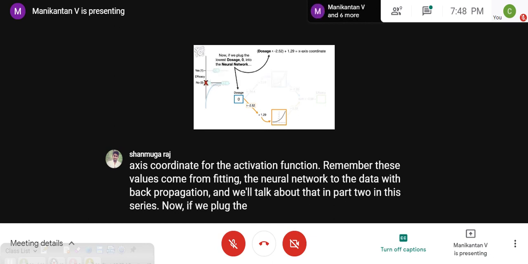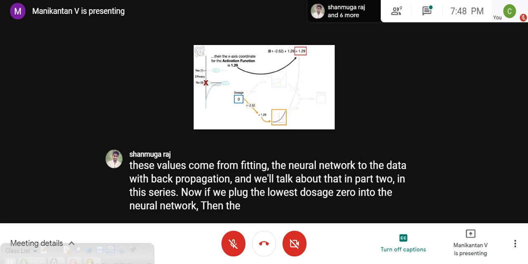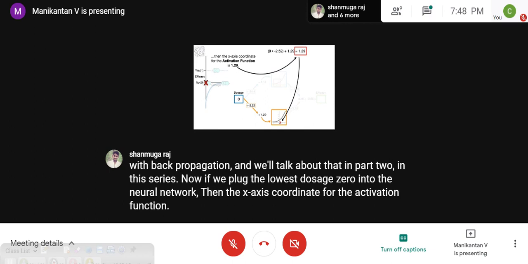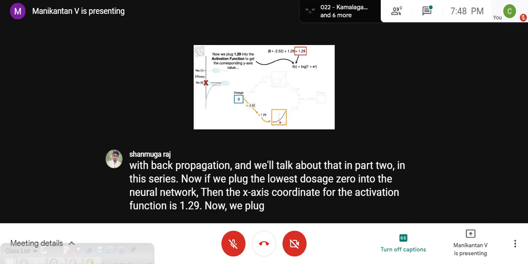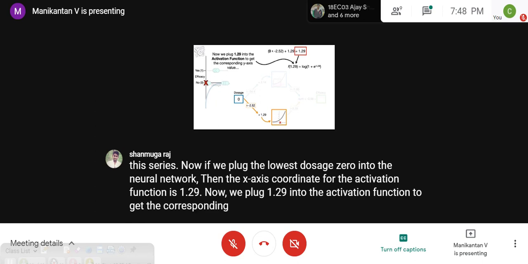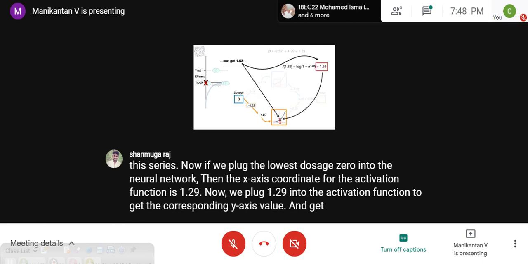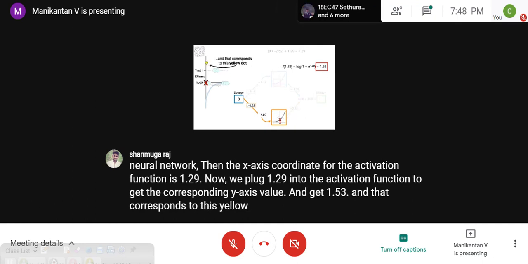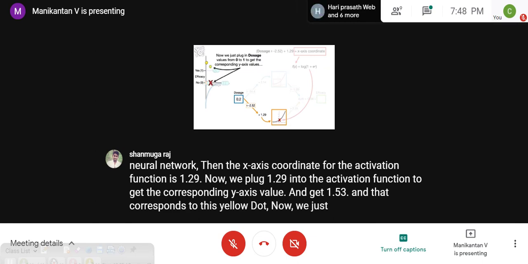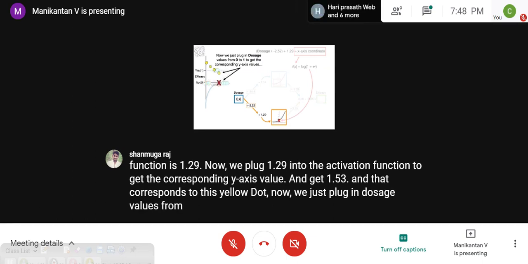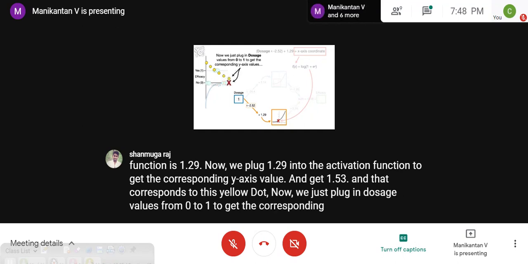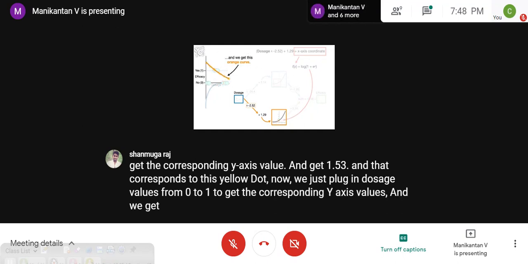Now, if we plug the lowest dosage, 0, into the neural network, then the x-axis coordinate for the activation function is 1.29. Now we plug 1.29 into the activation function to get the corresponding y-axis value and get 1.53. And that corresponds to this yellow dot. Now we just plug in dosage values from 0 to 1 to get the corresponding y-axis values. And we get this orange curve.